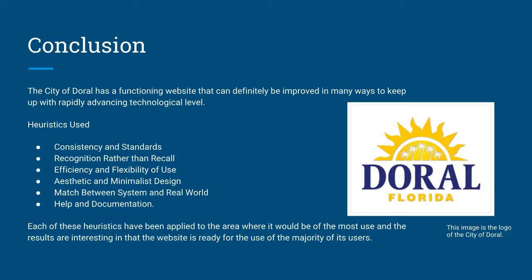In the conclusion of the presentation, the heuristics used to evaluate the website are consistency and standards, recognition rather than recall, efficiency and flexibility of use, aesthetic and minimalist design, match between system and real world, and help and documentation. The result is that the website is currently functioning and ready for the majority of its users.